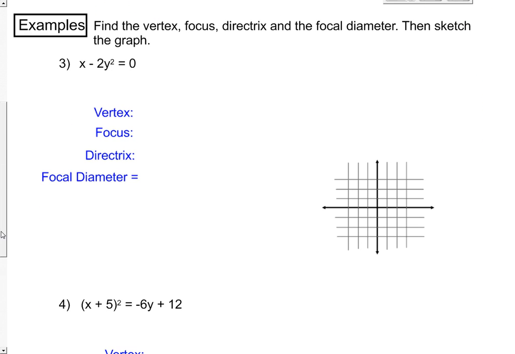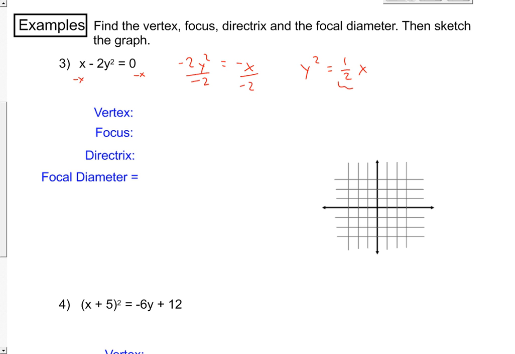Moving on to the third example here. Find the vertex, focus, directrix. So we're going to find all those values and graph this. Okay, this one here is not in the correct format right now. What we need to do is get y squared by itself. So the first thing I need to do is subtract the x. That gives me -2y squared equals -x. And I'm going to divide by the -2. And I get y squared equals 1/2 x.